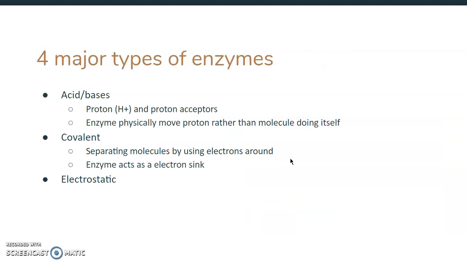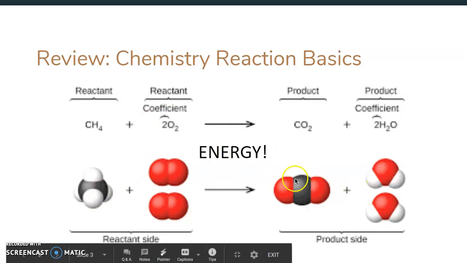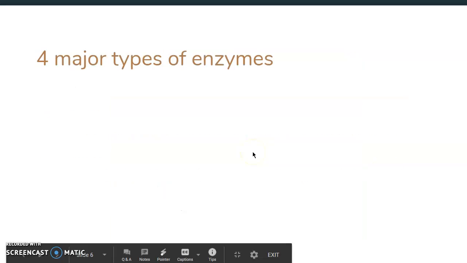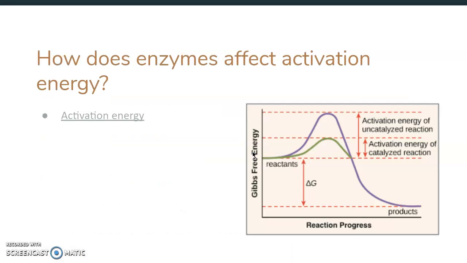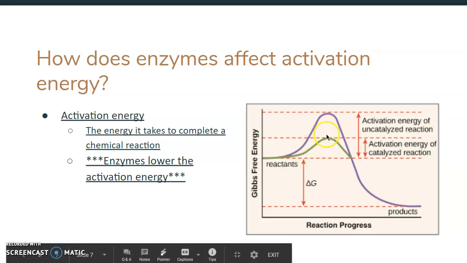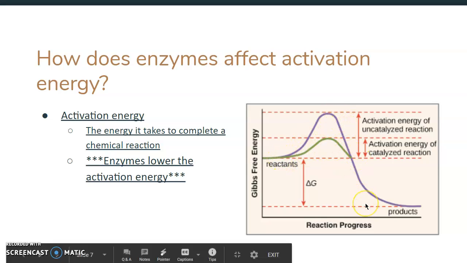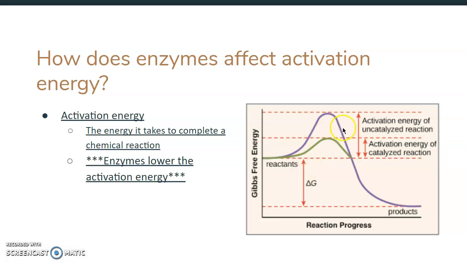If we go all the way back to the beginning, we have our reactants and our products, and we need energy. And so when we look at our chart, our reactants, our products, we need this amount of energy to overcome or to allow our molecules to react. So this says activation energy of an uncatalyzed reaction, or a reaction without a catalyst or an enzyme. We have to go much higher and it takes much more energy than that of a catalyzed reaction.